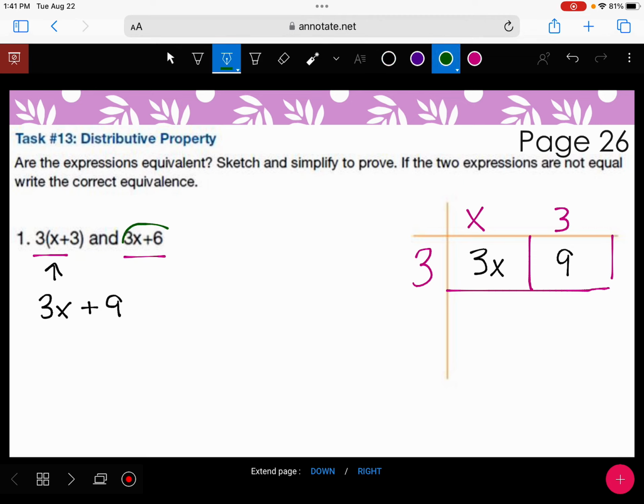Or we could write this one and factor it out. 3 times, how could we write that one as a sum? X plus what? Plus 2. So either way, both of those would show it. Both of those would be a good reason. So no, they did not distribute correctly. They are not equivalent.